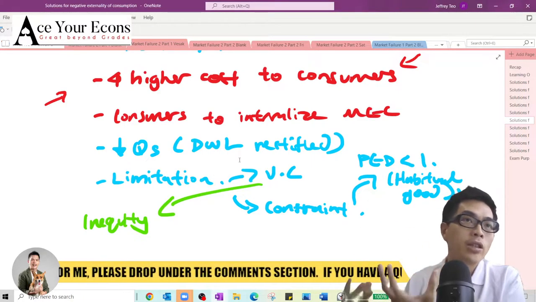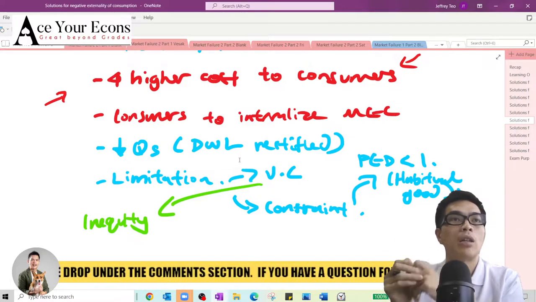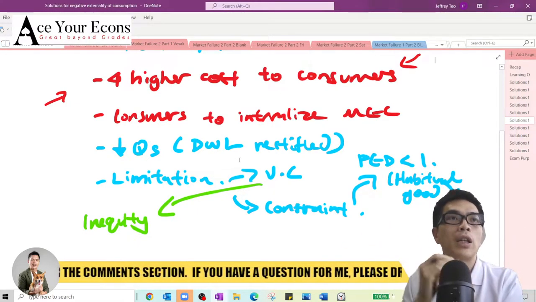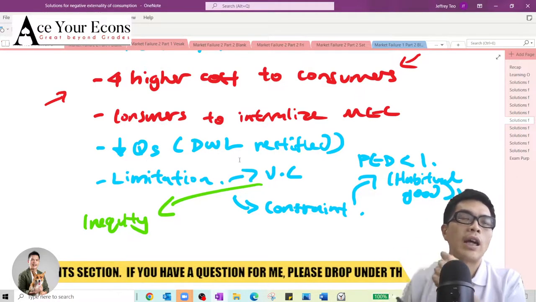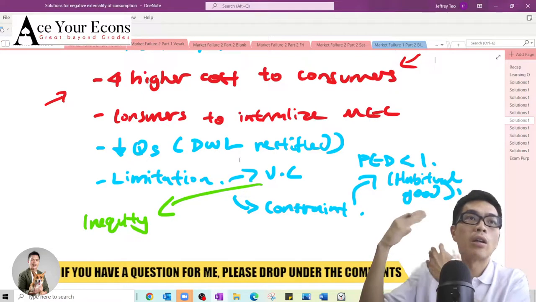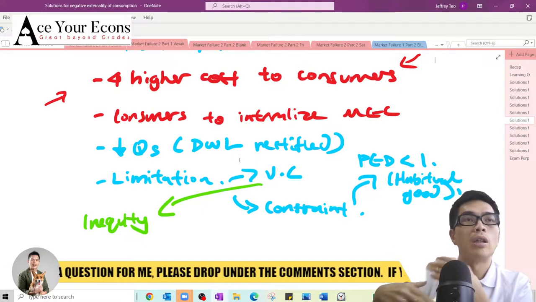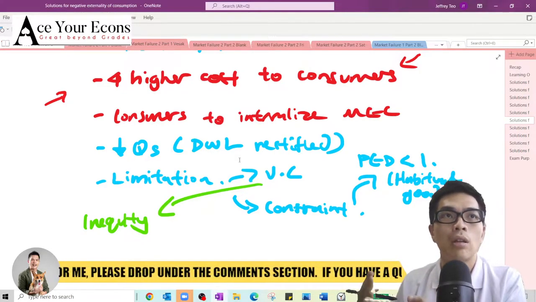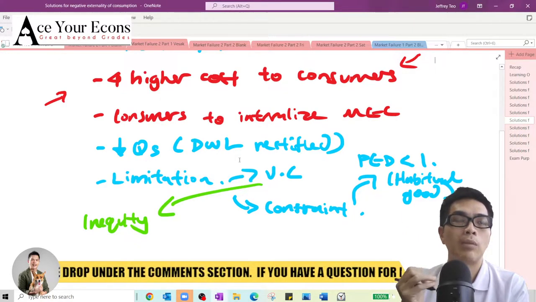Right? So limitations-wise, you can use the same approach: under or overestimation of the external cost. You overestimate, then you will charge too much. Underestimate, charge too little. Another two popular limitations that you often see is PED is less than one, especially for goods that are habitual in consumption. They are habit forming, like alcohol and cigarettes. We can comment that it's a necessity good, a habitual good. Therefore, when you impose a tax and drive up the price, it's not going to be very effective because quantity demanded is going to fall less. So this is how we include elasticity in limitation.